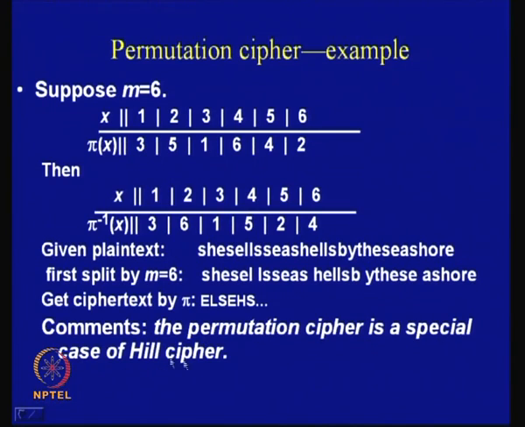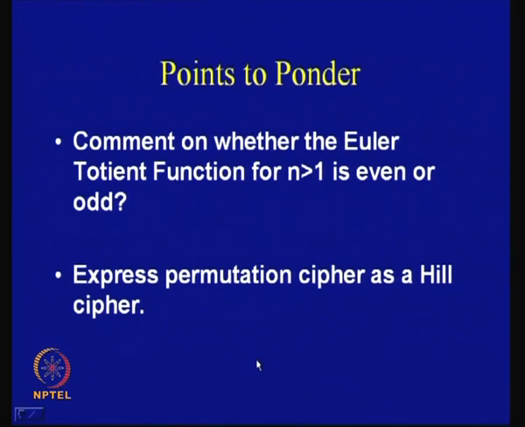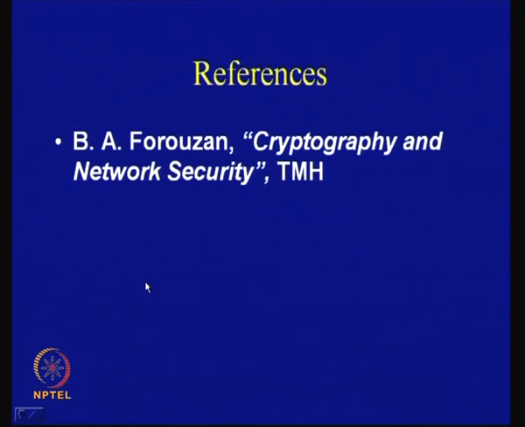There is a small comment made here: the permutation cipher is a special case of the Hill cipher. I leave it as an exercise to reflect upon why this is so, and to give you some points to ponder. One of them is to comment on whether the Euler totient function for n greater than 2 is even or odd. You need to give an argument in your favor, and express the permutation cipher as a Hill cipher. So these are some problems given to you.